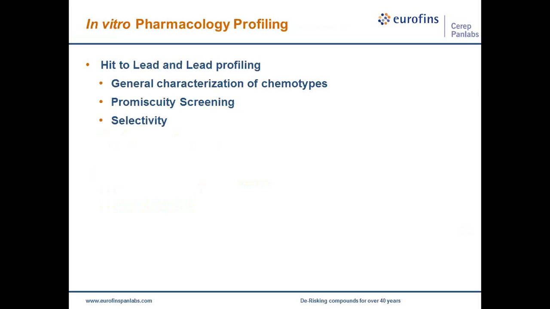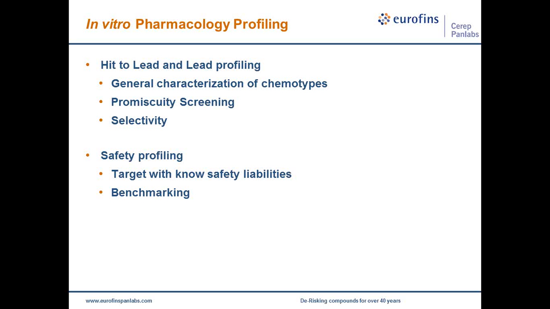So moving now to the in vitro pharmacology profiling part of that, there are a lot of different ways to approach in vitro pharmacology screening. From the regulatory point of view, it's definitely required, but the ways people use pharmacology profiling are very different at different times in the process, and often people will have different screens at different times. Early on in the process, in the hit to lead and lead profiling, people usually run small profiles to characterize the chemotypes, their hits. They look for promiscuity screening. They look at selectivity and SAR.